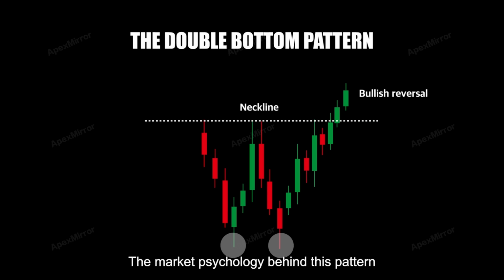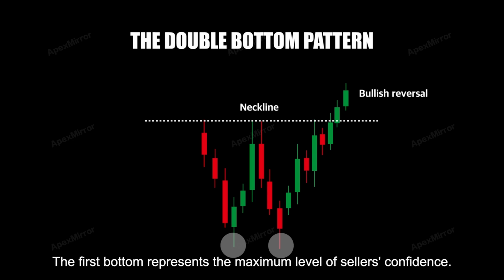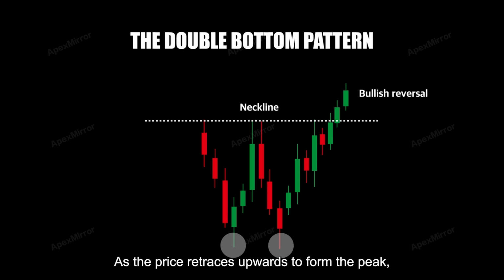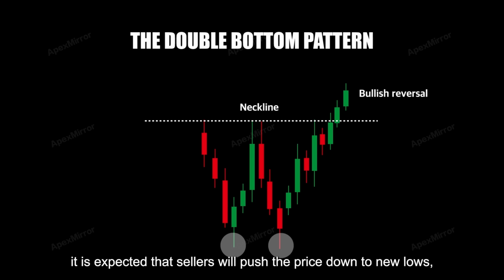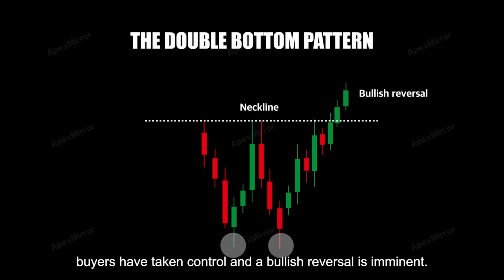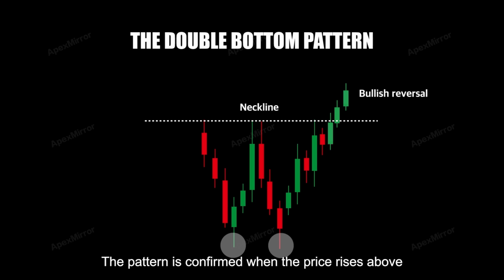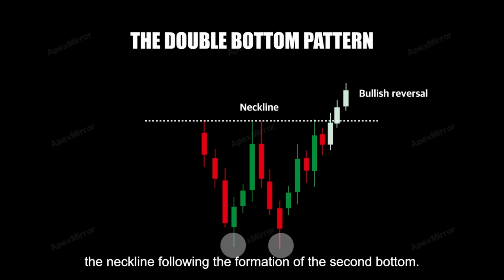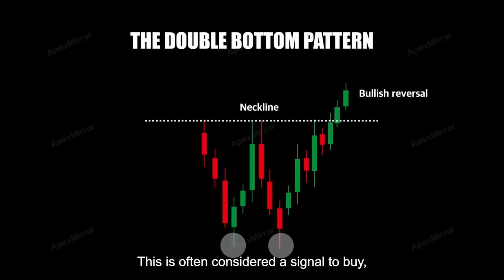The market psychology behind this pattern is the mirror image of the double top pattern. The first bottom represents the maximum level of sellers' confidence. As the price retraces upwards to form the peak, it is expected that sellers will push the price down to new lows. But the second bottom level shows that buyers have taken control, and a bullish reversal is imminent. The pattern is confirmed when the price rises above the neckline following the formation of the second bottom. This is often considered a signal to buy, as it is anticipated that the price will continue to rise.